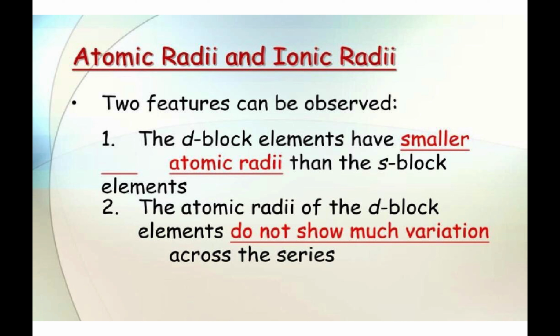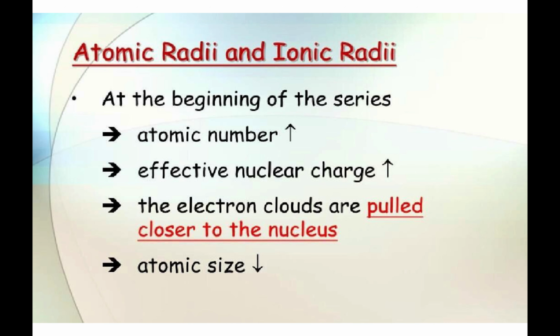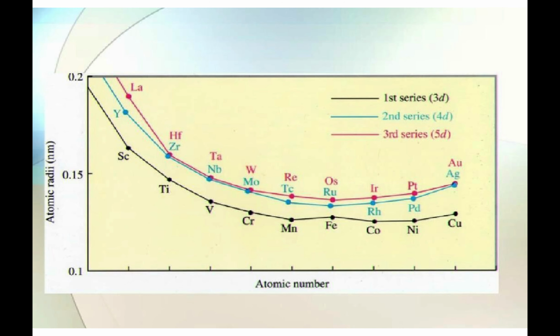Then the next thing we have got to learn is about the atomic radii and ionic radii. The main two features we can observe are that the d block elements have atomic radii smaller than s block elements, and the atomic radii of d block elements do not show much variation across the series. Mostly they are similar only. Next, at the beginning of the series, you can see one chart here, mainly showing the variation or the trends in atomic radii of transition elements. You can see the three series: first series, 3D, second series, 4D, and third series, 5D.